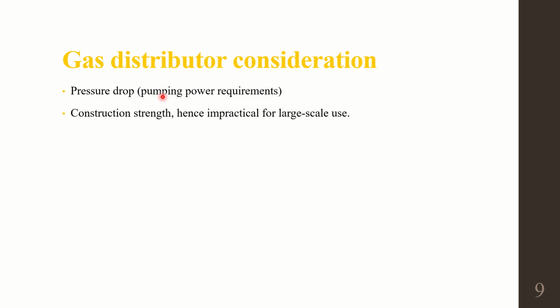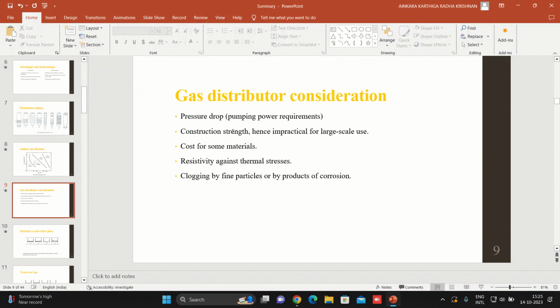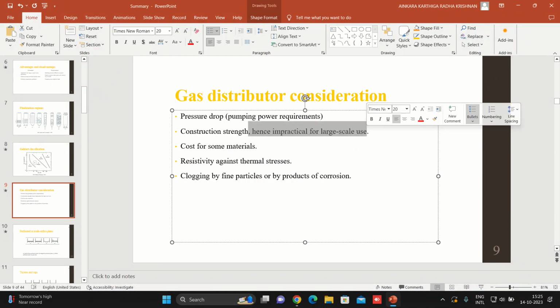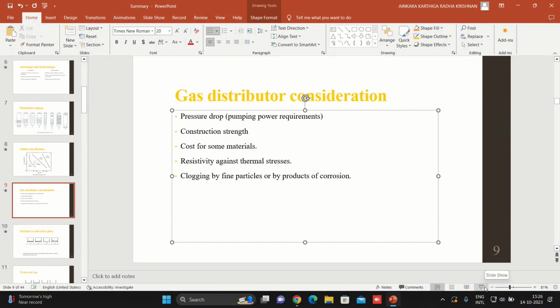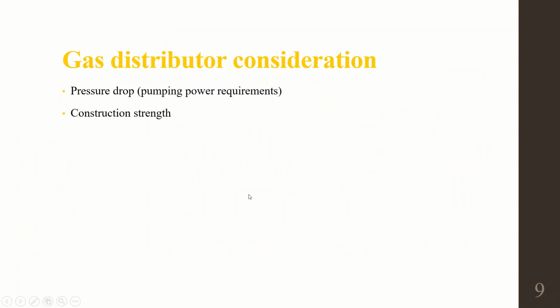Another aspect, when we are dealing with the gas distributors, is the construction strength of the materials, which needs to be accounted for. Only by taking into account the construction strength of the materials would it be effective to study, because unless we know what material it is made of, we cannot know if it can withstand the velocity of the fluid at such high velocities. So construction strength needs to be accounted for when designing the gas distributors.